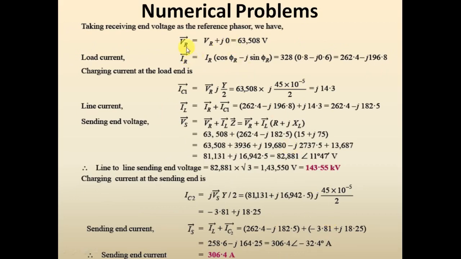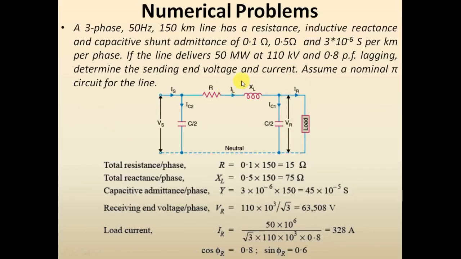Then by using the complex notation form, we can write VR as VR angle 0. IR can be written as IR angle minus phi R. In rectangular form, we can write it like this. ISC1 is obtained by taking the product of VR and J into Y by 2. The value of Y is given directly in the problem. That is, shunt admittance is given directly in the problem.